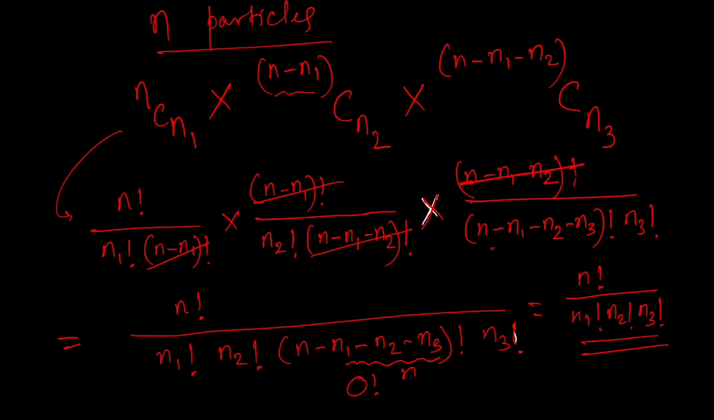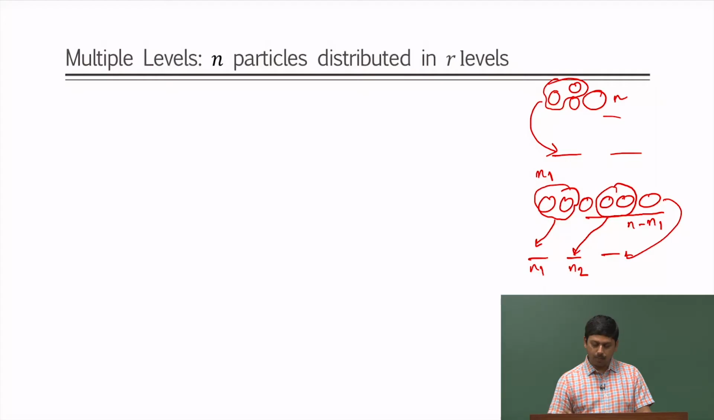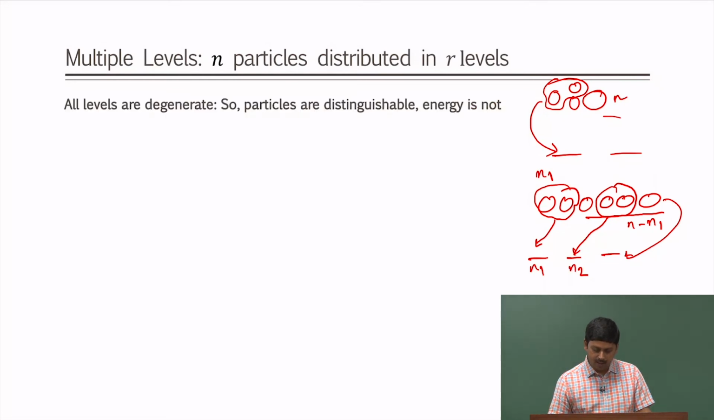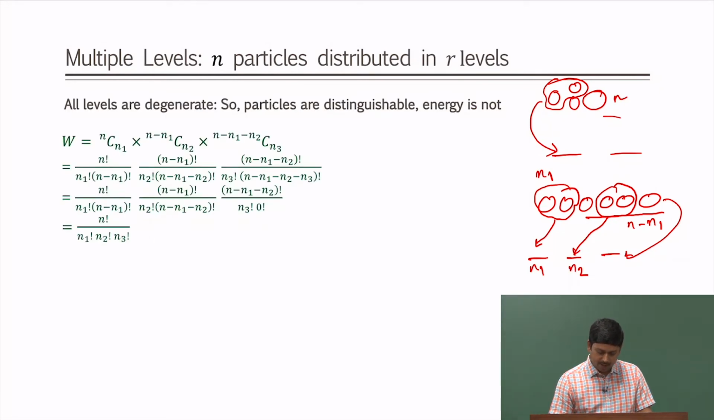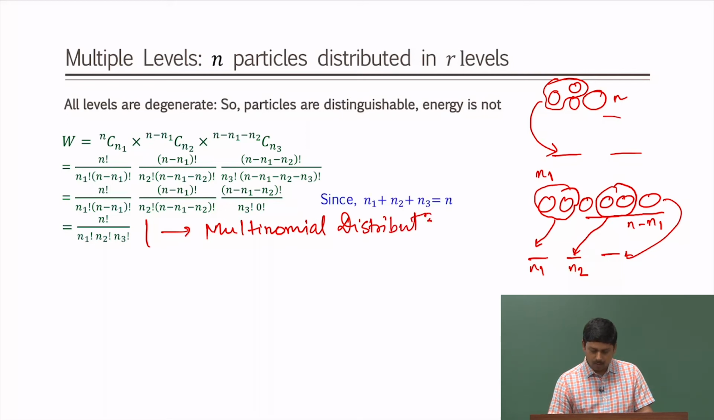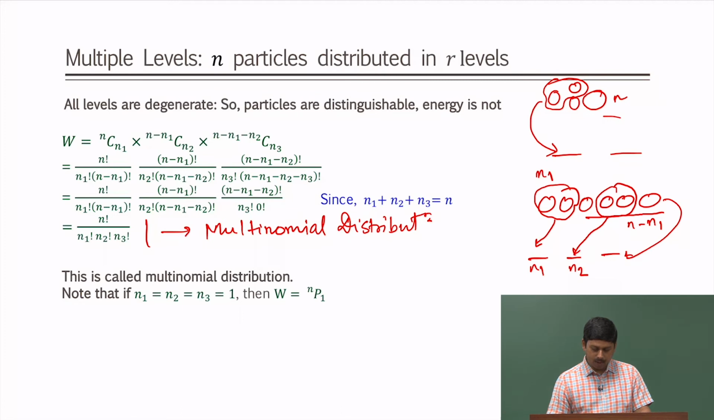So, this is called multinomial distribution. Instead of binomial, it is multinomial. So it is exactly here, as you can see, we arrive at this particular situation where it is n factorial by n1, n2, n3. Remember, we are only talking about a 3 level system, and with multiple levels, this is called multinomial distribution. Bi means 2, multi means more than 2. Okay, this is the condition. I have written that here.